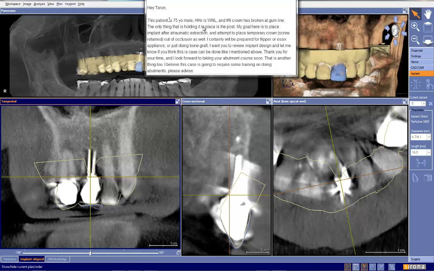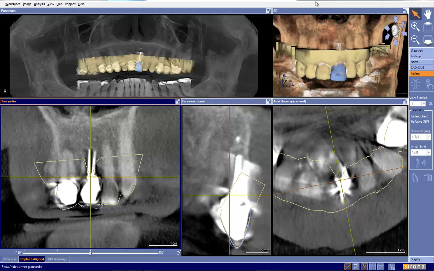I want you to review the design and let me know if you think this case can be done like I mentioned above. Thank you for your time, and I look forward to some additional training and the abutment workshops. So I do look forward to seeing this person in the future. So let's go ahead and take a peek.